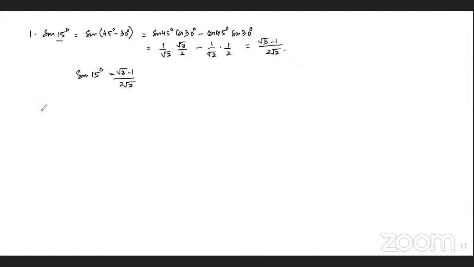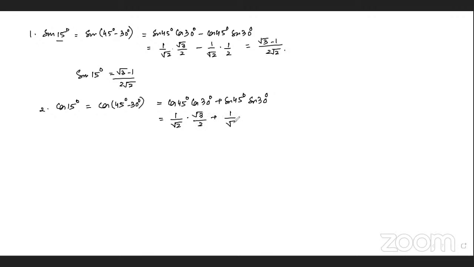Now similarly, number 2, cos 15 किसके बराबर होगा बताइए? That will be cos of 45 minus 30. And you know that cos a minus b is cos a cos b plus sin a sin b. So that is cos 45 cos 30 plus sin 45 sin 30. Cos 45 is 1 by root 2, cos 30 is root 3 upon 2, plus 1 upon square root of 2 times 1 upon 2. And finally, you will have root 3 plus 1 upon 2 root 2.